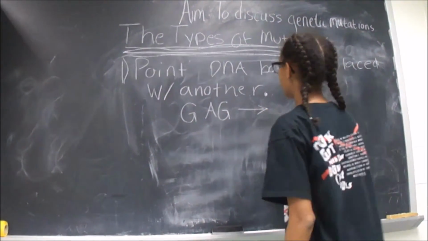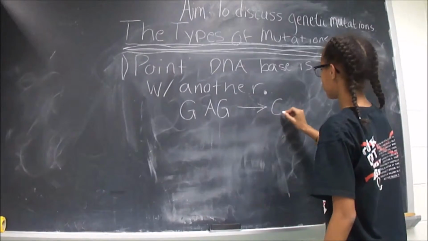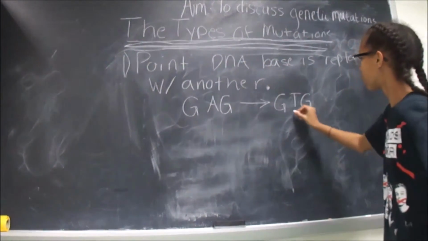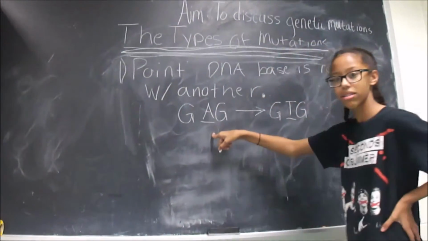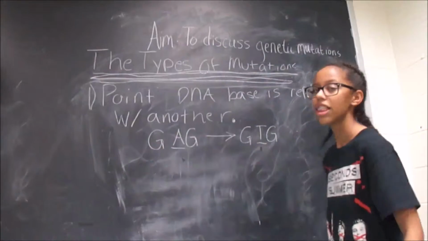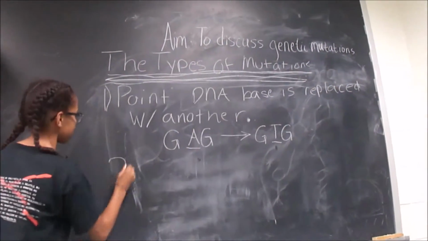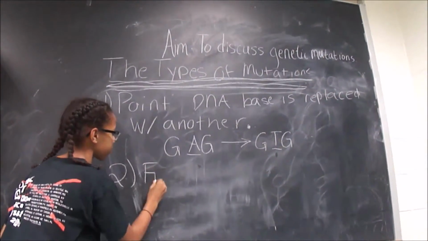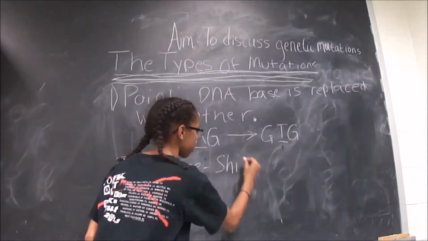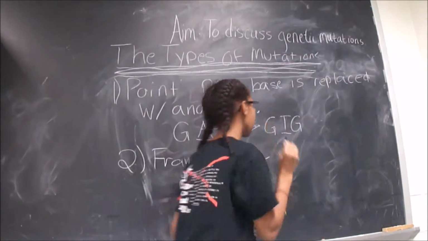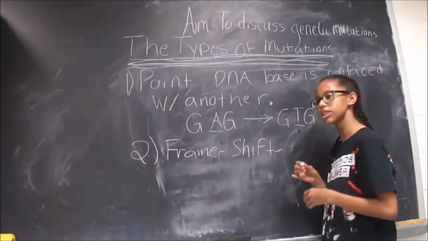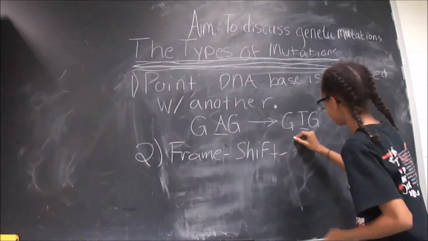And then, due to mutation, it turns into GTG. And we see that A, adenine, was replaced with T, thymine. The next type of mutation we will discuss is a frame shift mutation. Okay, so a frame shift mutation is caused due to insertion or deletion of a DNA base.